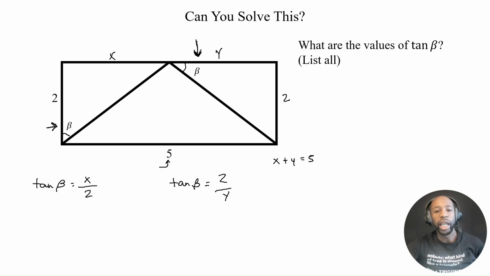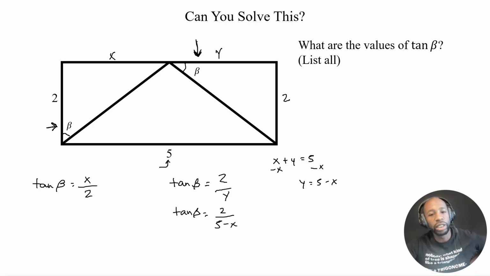Okay? Now what I want to do is I'm going to put y in terms of x. I'm going to solve for y. So y equals 5 minus x. And therefore tangent of beta is going to be equal to 2 over 5 minus x. Now, why did I do that? I did that because ultimately I want to find out values for tangent beta.